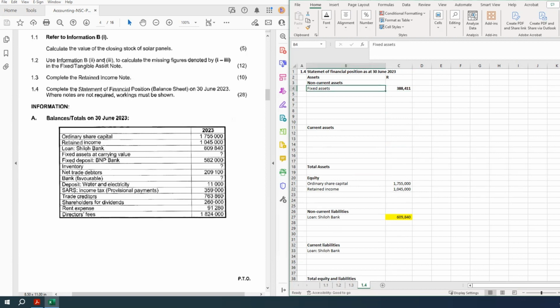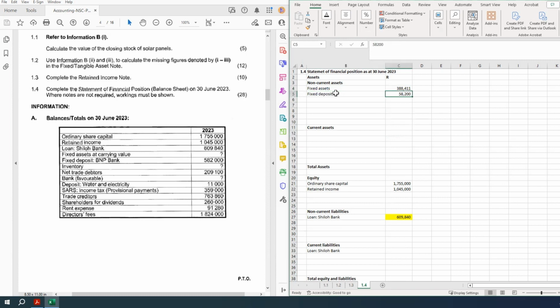Okay, all right, so that's fine. So that's just the fixed assets there, right? And then there is a fixed deposit. I'll just put that under non-current assets. And we know the amount, so that's also been given. So 582,000.